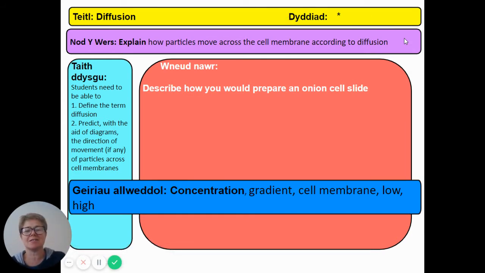I am stuck isolating. So today's lesson, we are going to do a bit of a recap of diffusion, which we talked about a little bit last time I saw you. And then we will be looking at osmosis.